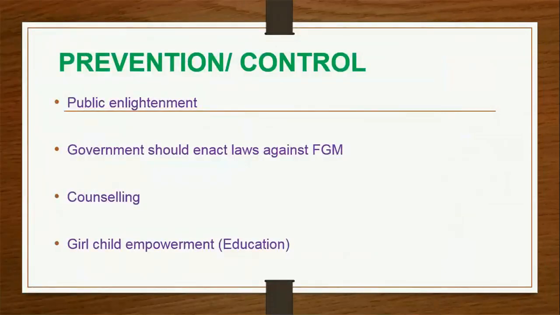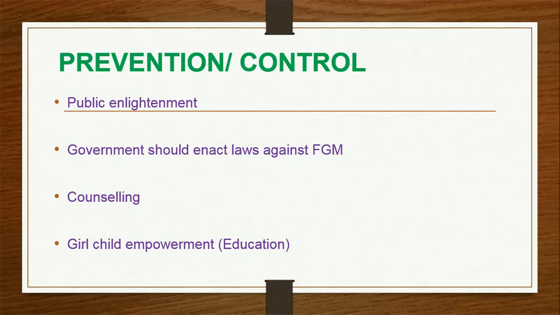Now, how do we prevent and control it? The first way is to carry out what we call public enlightenment. That means the public need to know what is FGM, what are the effects, why are they carried out, and then be discouraged. When people know, there will be probability of it being stopped.